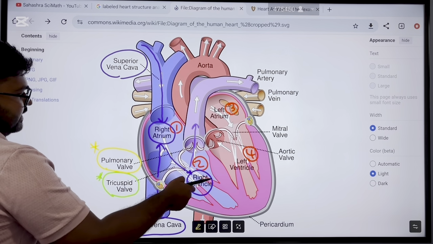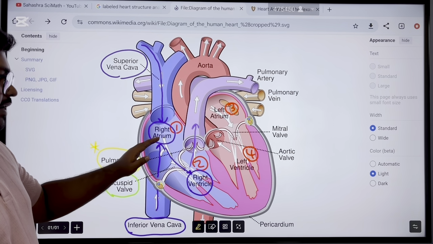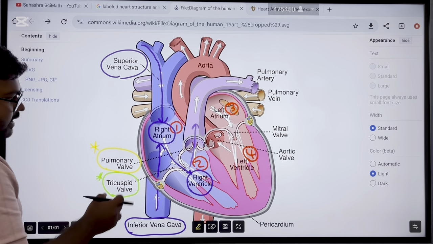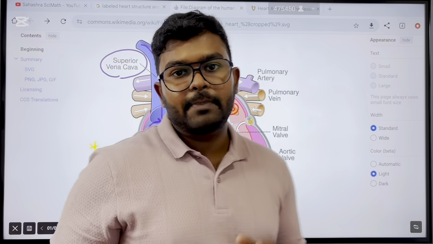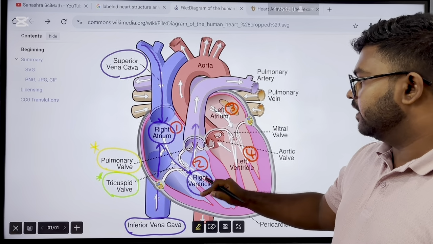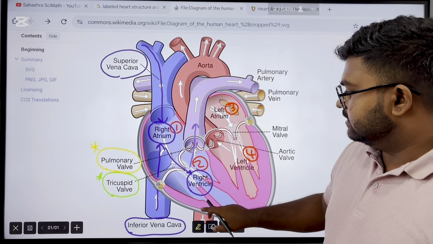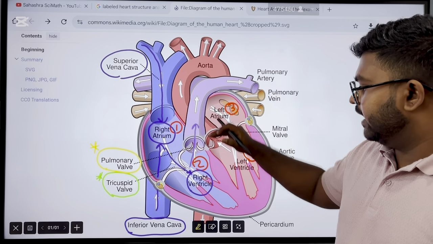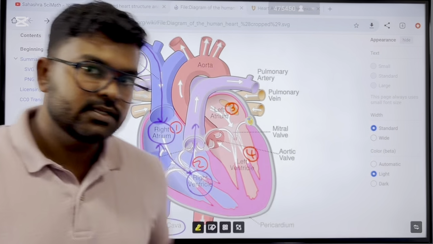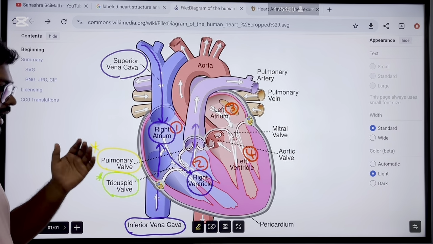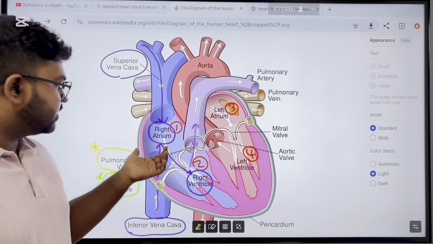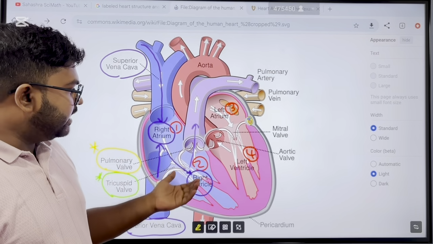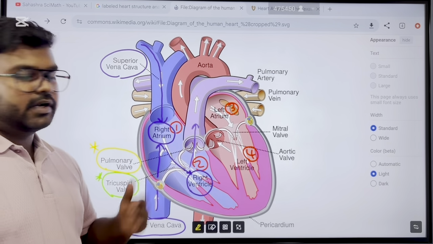So the first valve is the tricuspid valve, situated between right atrium and right ventricle. Now we are going to talk about another valve, that is called the pulmonary valve. So this is the pulmonary artery, this is the right ventricle. The pulmonary valve is situated between the pulmonary artery and the right ventricle. So what is the function of the pulmonary valve? That is also similar to the tricuspid valve, Lamai. The function of the pulmonary valve is to prevent backflow of blood into the right ventricle.